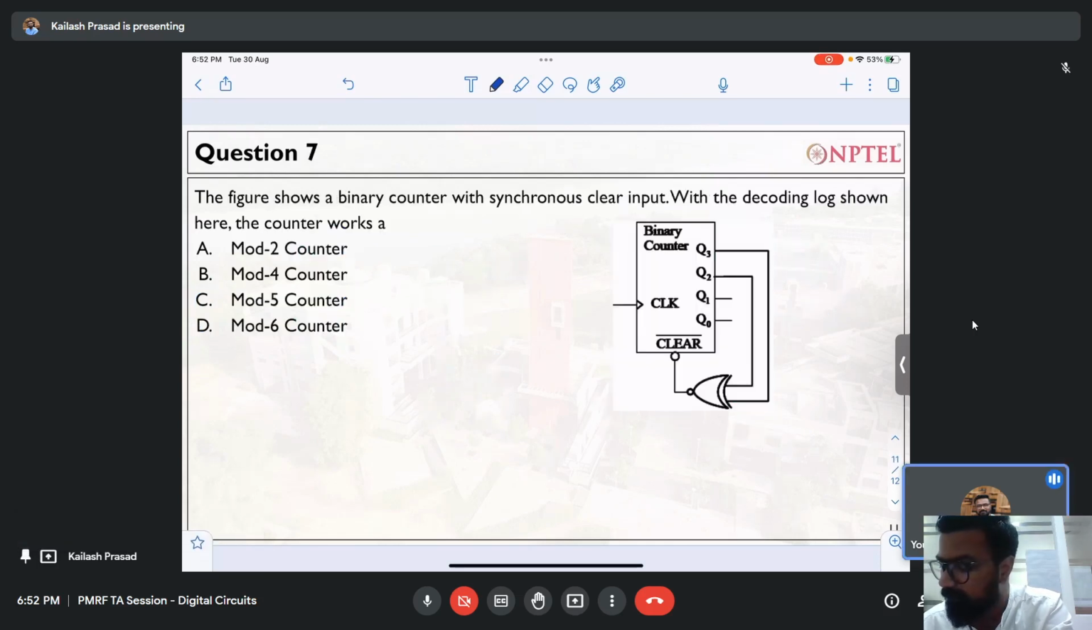Yeah, so we have the last question. We will have 8 minutes. Okay, we will quickly do this last question. And I think you can answer this question quite easily now because we have done a lot of questions. Please note that I have shown a binary counter. I already told you that it's a binary counter, and this is the clear button. Okay, and you have to tell me which counter it is. Mode 2, 4, 5, 6.